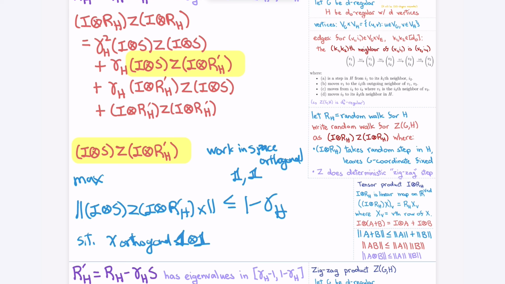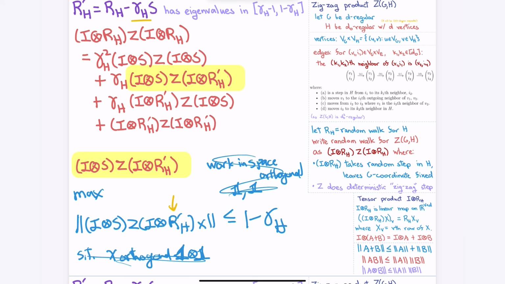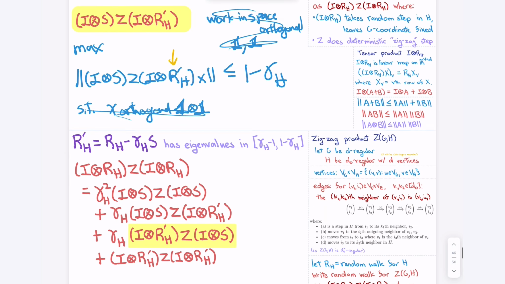Just ignore this. I don't think it's necessary. Well, actually, it's already removed from RH. RH prime is removing some term. Okay, good.